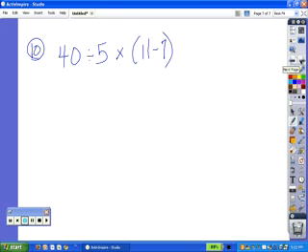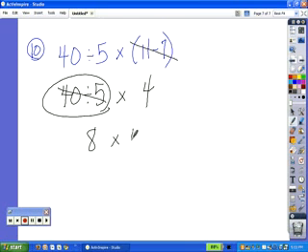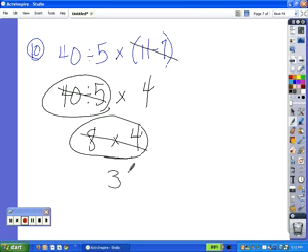Number 10, once again we look for parentheses first. We have that here, so 11 minus 7 is 4. Then we bring down the 40 divided by 5 times. Step 2 says to do multiplication and division from left to right. So we start at the left. The first thing is division, so we have to work that before the multiplication. 40 divided by 5 is 8. We bring down the times 4. 8 times 4 is 32.